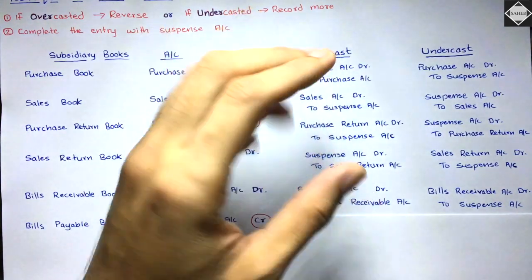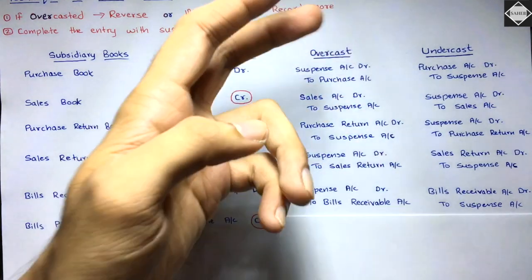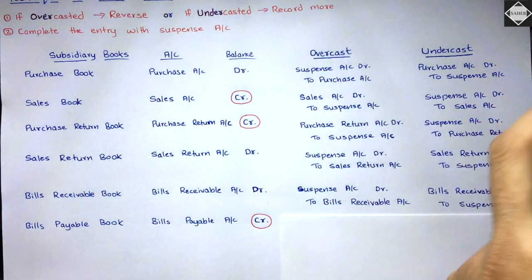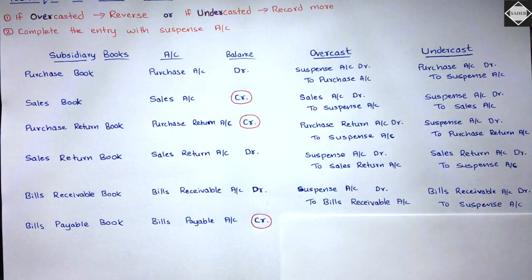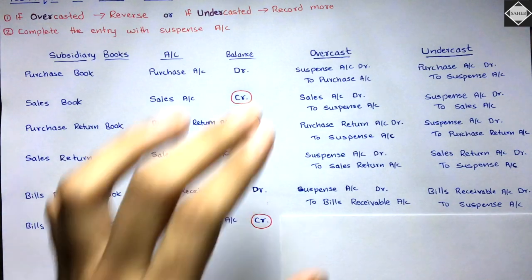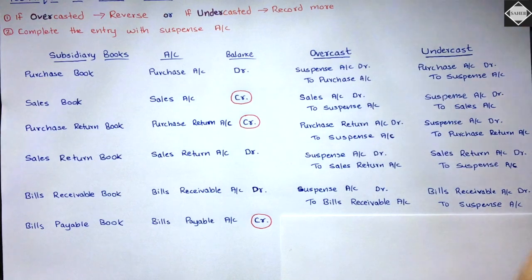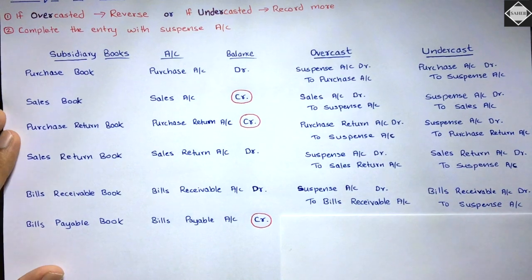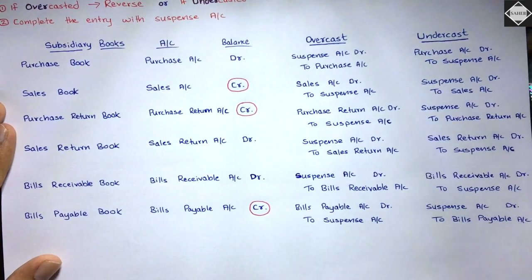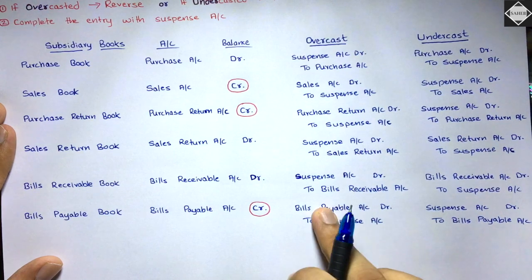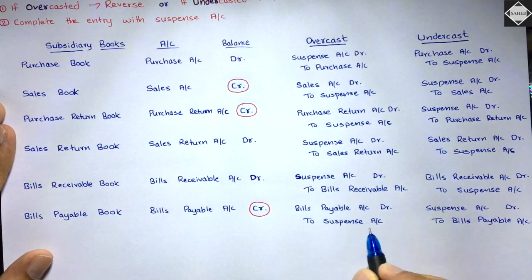Overcast means actually what? More than what it's supposed to be. Undercast means less than what it's supposed to be. But the rectification is what? Overcast means reduce. Undercast means record more, increase. Is that clear? Yes. So you understood bills receivable account debit to suspense account. And then bills payable, which has a credit balance. So to decrease, you have to debit. Bills payable account debit to suspense account.